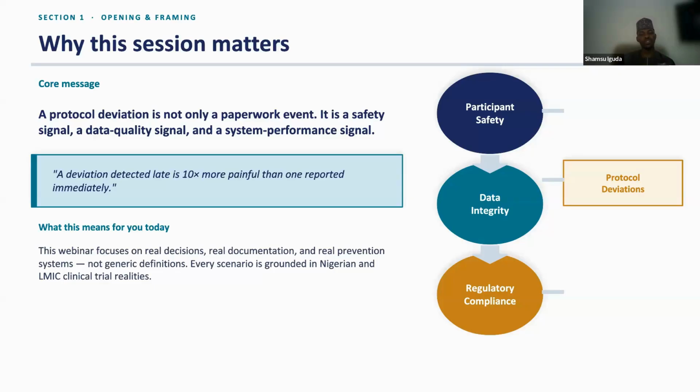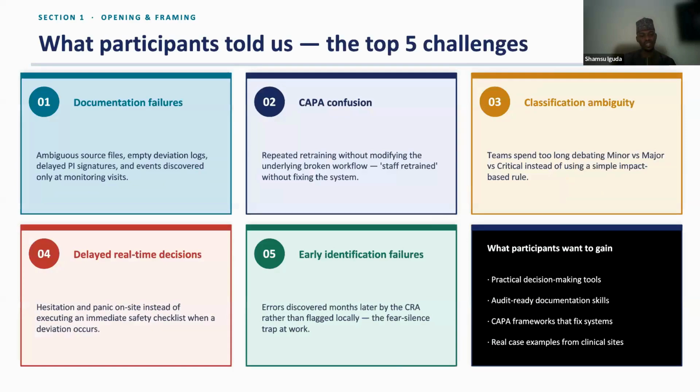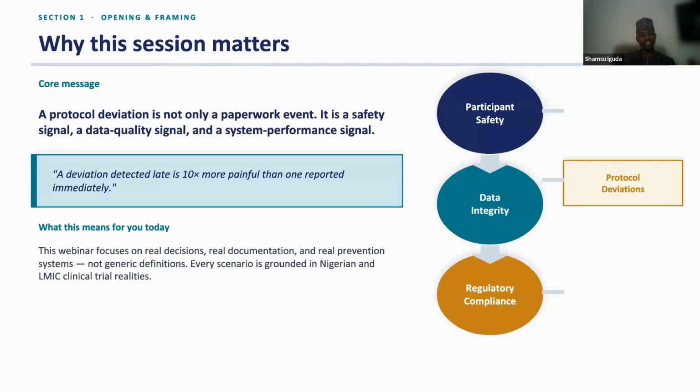So a missed visit window is not just a scheduling problem. Now look at the quote. No, go back to the previous slide. So look at the quote, yes. A deviation detected late is 10 times more painful than one reported immediately. When you find a deviation early, you have options. You can mitigate it, document it clearly, and prevent it from happening again.